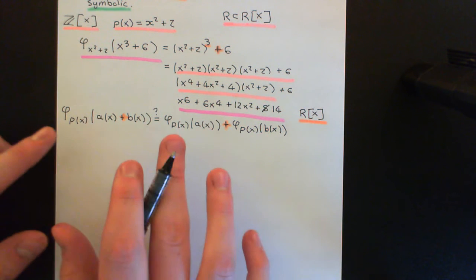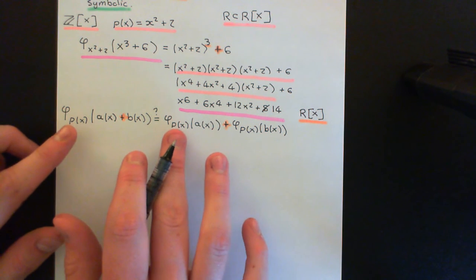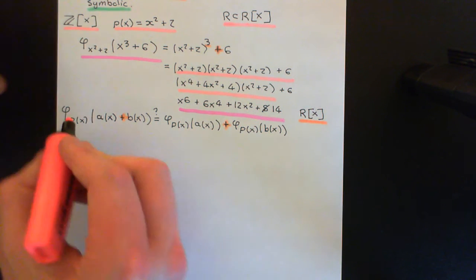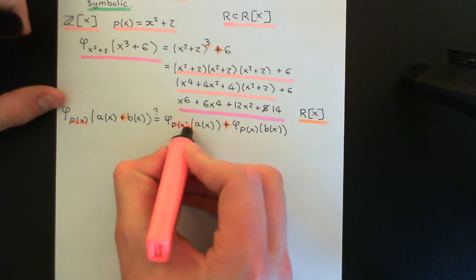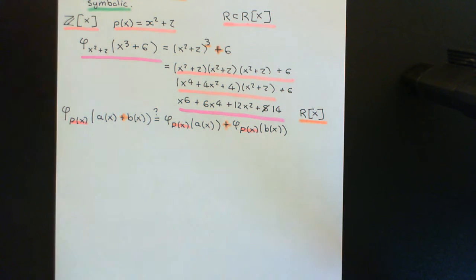And I've taken the executive decision that I am going to drop writing the p of x because it is just awkward. So we'll now just call our evaluation homomorphism phi, but of course it hasn't changed. It still is specific to some polynomial that you have chosen to evaluate all other polynomials at. It's just I can't be bothered to continually have to say phi sub p of x of a of x. Okay, so let's try and prove this statement then.